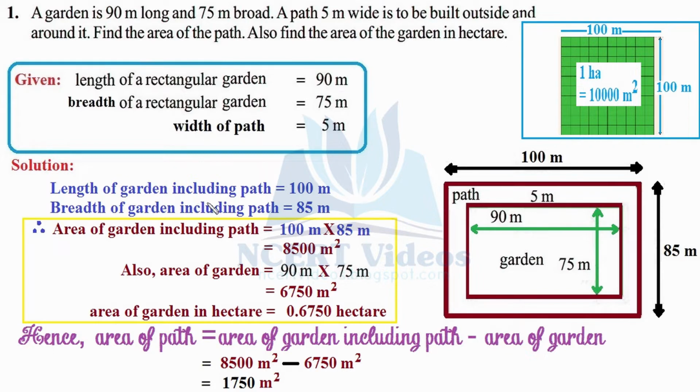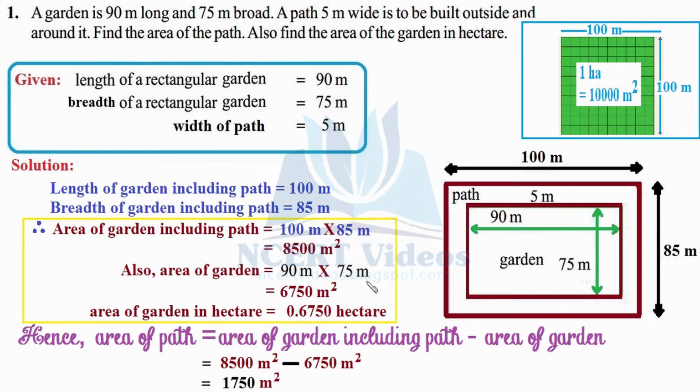Now breadth of garden including path. Also on this side it was 75 plus 5 is 80 plus 5 is 85. Therefore this is 85. So now we have these dimensions, that is 100 meter and 85 meter, and we know area of rectangle is length into breadth. So 100 into 85 will be the area of garden including path. 85, fix two zeros, that gives you 8500 meters square.